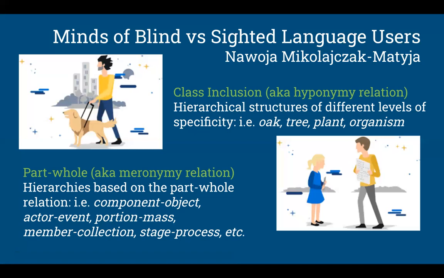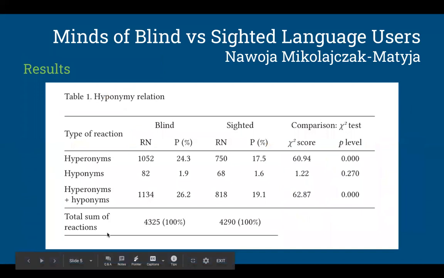So the question this study is asking is whether or not this kind of mental lexicon structure depends on visual appearance. And the results are pretty interesting. So as you can see here, 1,134 of the responses from blind participants were either hypernyms or hyponyms, while for the sighted, there was only 818. So blind participants showed a tendency to respond with more inclusive terms, specifically hypernyms, than sighted individuals. This gives evidence that the blind may rely on more class inclusion relations than those who can see.